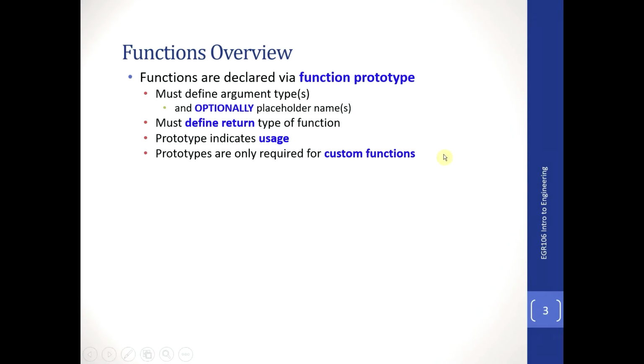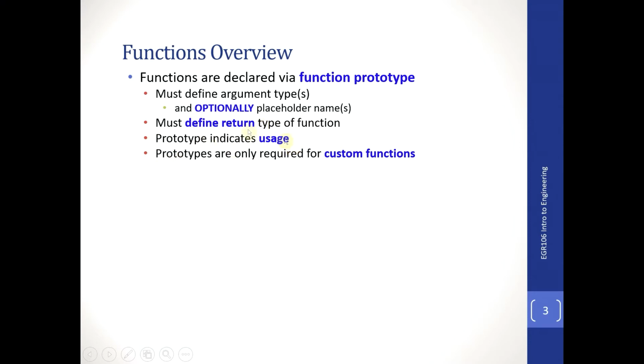So let's review functions just super quickly. If you remember, functions are always declared via a function prototype. There are no circumstances under which you would not use a function prototype with the style that we teach functions. You should always define the argument types, and you can optionally put the names of those data types inside the function prototype as well. You have to define the return type, even if it's void.